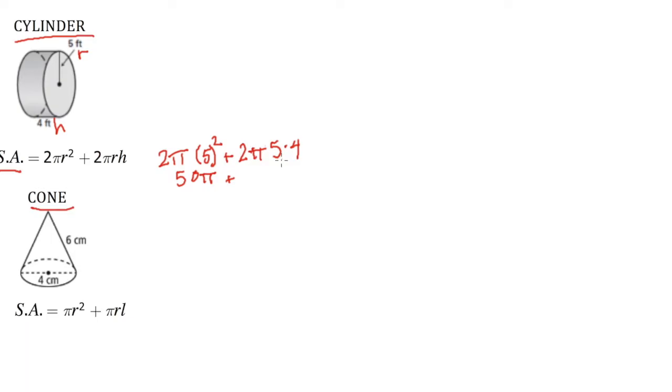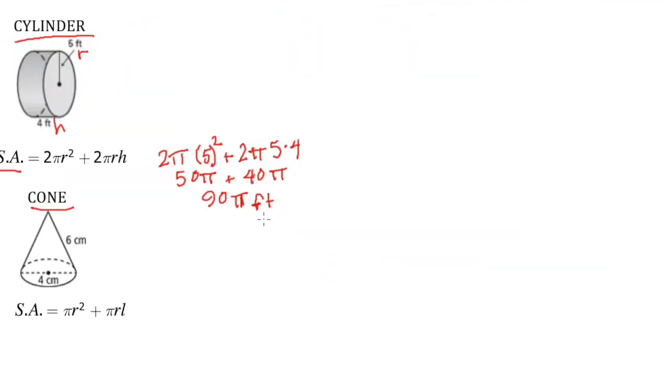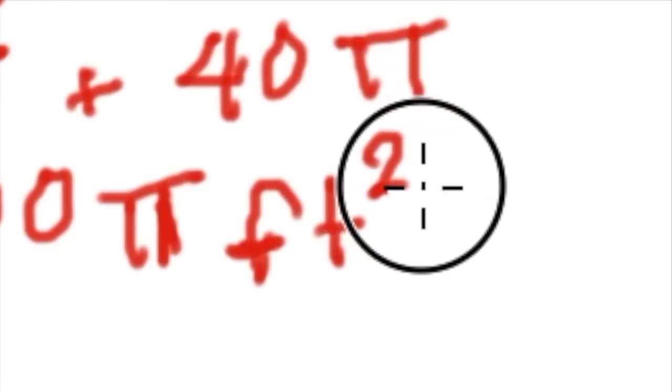So 2 times 5 is 10, 10 times 4 is 40. So I have 40 pi. Now look at this. 50 pi plus 40 pi equals 90 pi. But once again, what are we not supposed to forget? We are not supposed to forget our units. So what do I write here? Feet, and then surface area. Is that squared or cubed? Area is always squared. Feet squared.